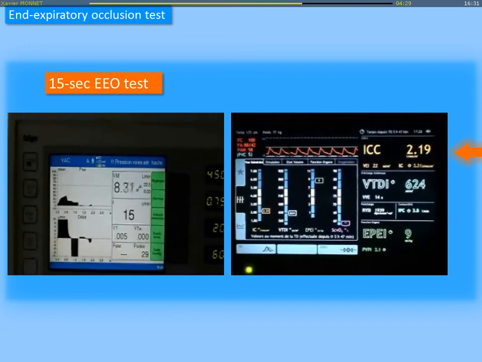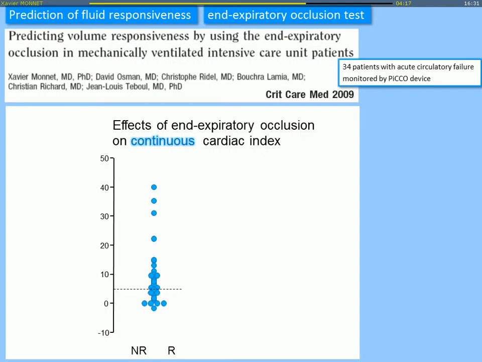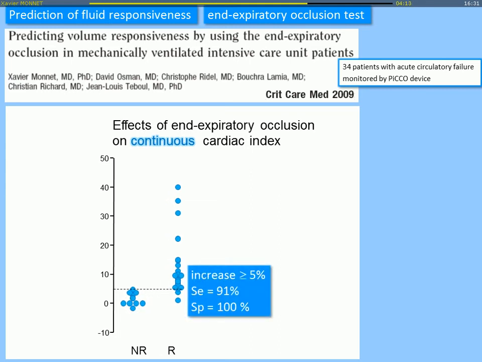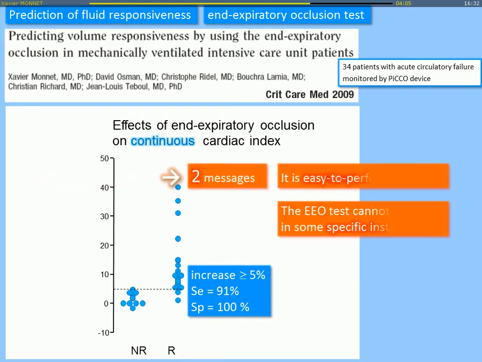An important point is that the duration of the hold must be 15 seconds. It must be long enough to allow the cardiac preload increase to transit through the pulmonary circulation. And in this study, which we confirmed later, the cutoff value was a 5% increase in the continuous measure of cardiac index. The first message is that it's very easy to perform in a ventilated patient.